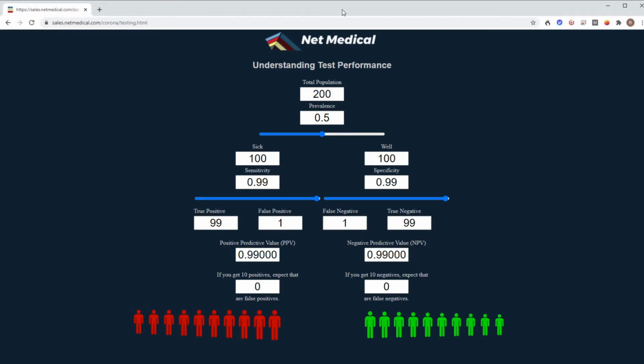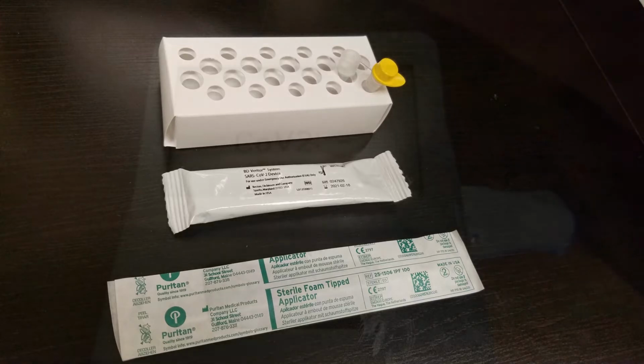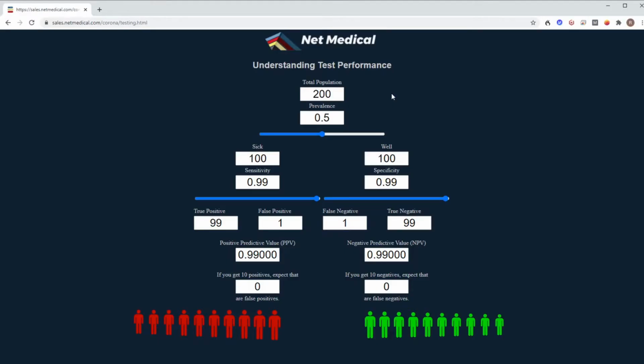This one is about understanding test performance. It seems that there's a lot of confusion lately about COVID-19 testing and how to use it, and I thought it was appropriate to make a little video to do a deeper dive into the subject. How do we use the tools that we have out there? So let's go into it.